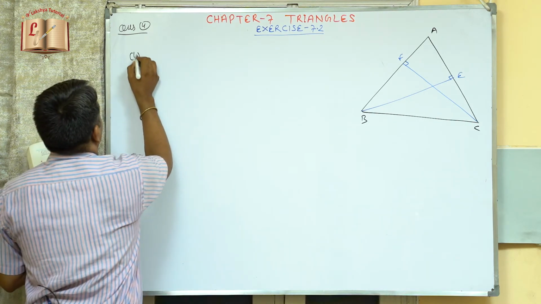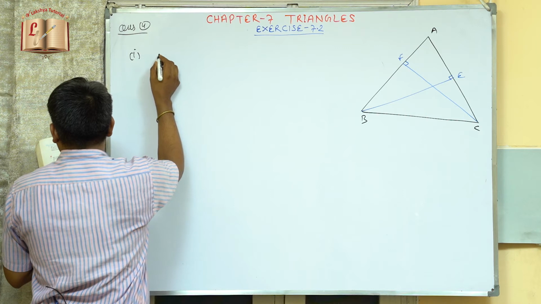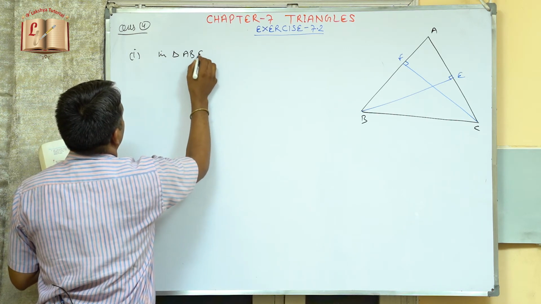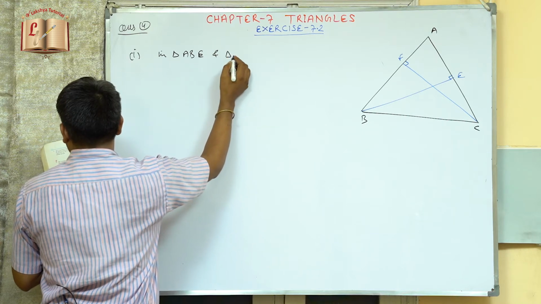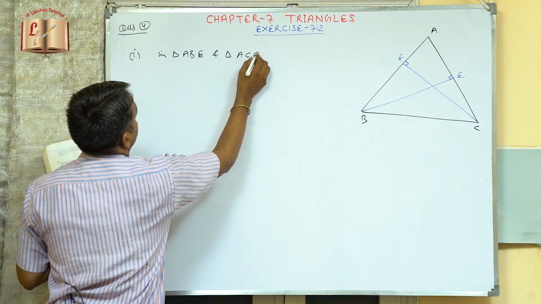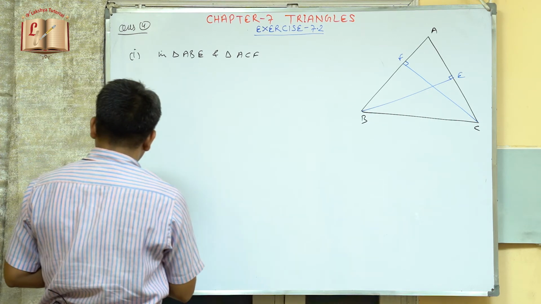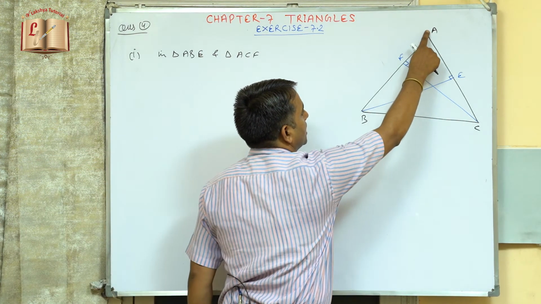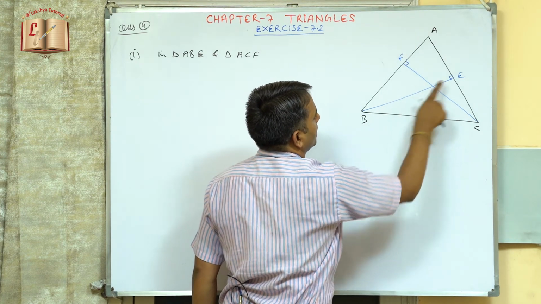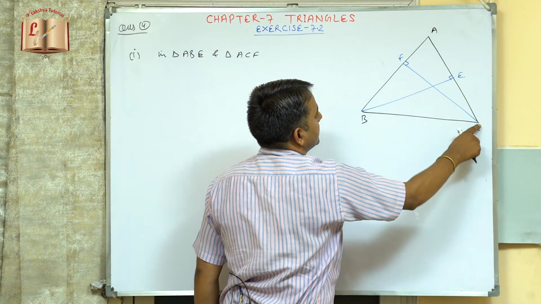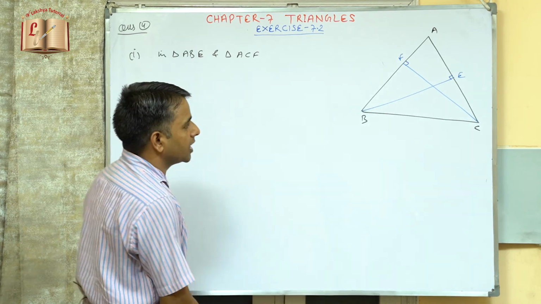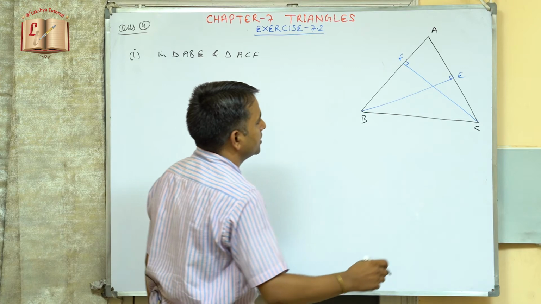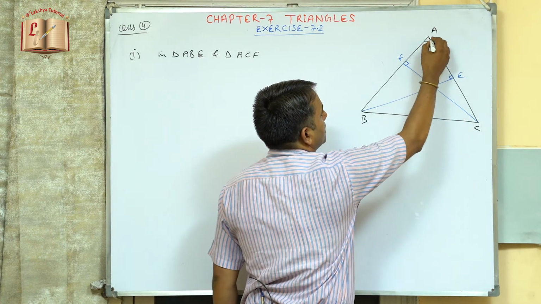Now coming to the first one, ABE. In triangle ABE and triangle ACF. Now look at these triangles. This is ABE and ACF. These are the two triangles. So in these two triangles, now see that this angle is common.